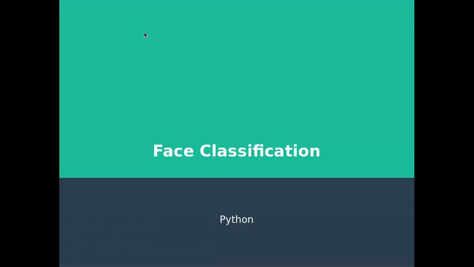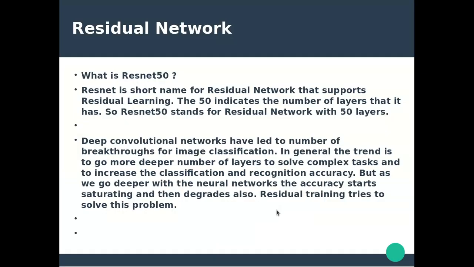Face classification in Python, residual network. What is ResNet? It is a short name for residual network that supports residual learning. The 50 indicates the number of layers that it has. So ResNet50 stands for residual network with 50 layers.